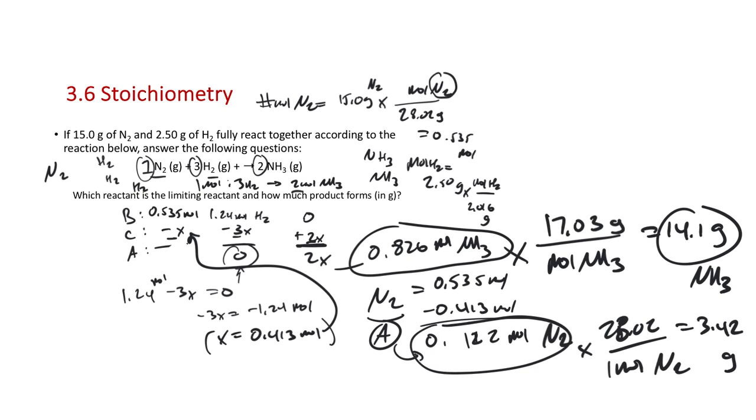So we've started with 17.5 grams of reactants. We've just now turned them into 14.1 grams of products, and then still 3.4 grams of the remaining reactant that's still present after the reaction completes in the form of N2.